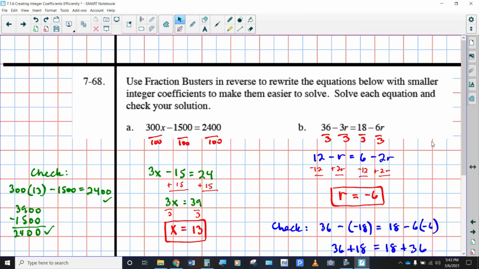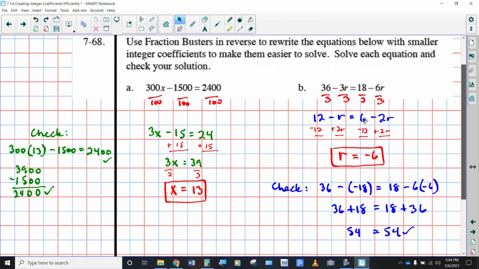You can prove that that works by plugging in 3 times -6 is -18. 36 minus a -18 is 36 plus 18, which is 54. On the right side, if we plug in -6 here, that becomes 18 minus 6 times -6, which is minus a -36, which is the same as plus a positive 36, which is also 54. So there you go. Okay, so I'm not sure that I'm endorsing this. That just looks like more work to do when it's really not that complicated.